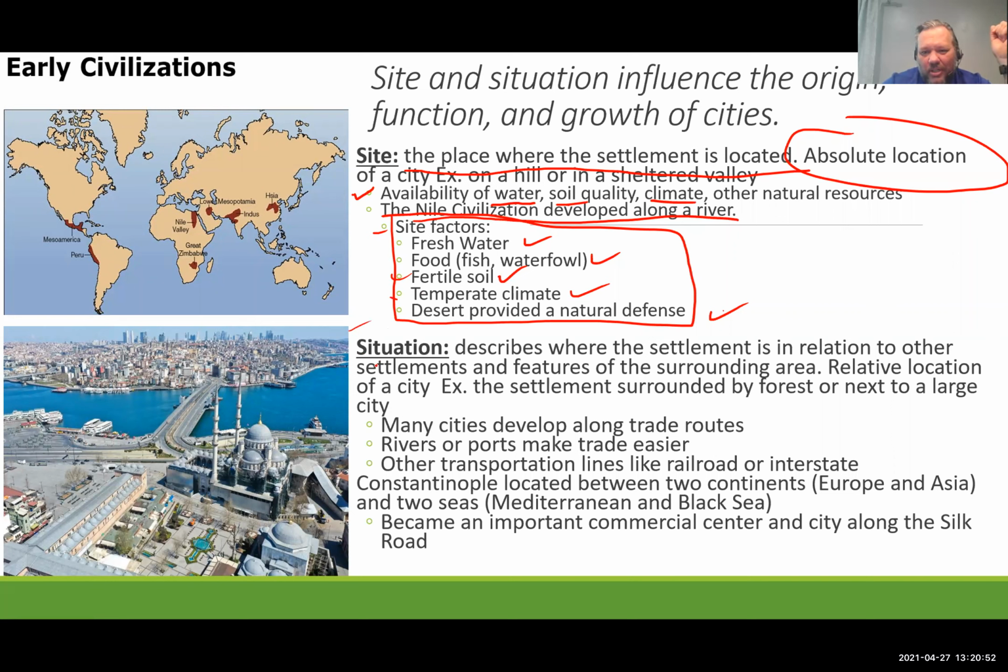Situation is where you are in relation. This is your relative location. All right. And so a lot of cities develop along trade routes, rivers and ports, things like that. If you look at Constantinople or Istanbul, that's basically in between two continents, Europe and Asia. And so that location, that situation, the relative location, made it a very important place. It's not a surprise that it became a city. It was along a trade route, and it basically joined those two continents. Okay, it was along the Silk Road, if anybody recalls, the trading route.